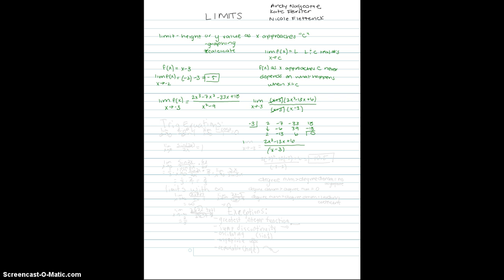So now you're solving for your limit as x approaches negative 3. What is that? And to solve for this, you're just going to plug in your negative 3 like you did in the previous problem with where the answer was negative 5. So once you plug in negative 3, you get negative 10.5.